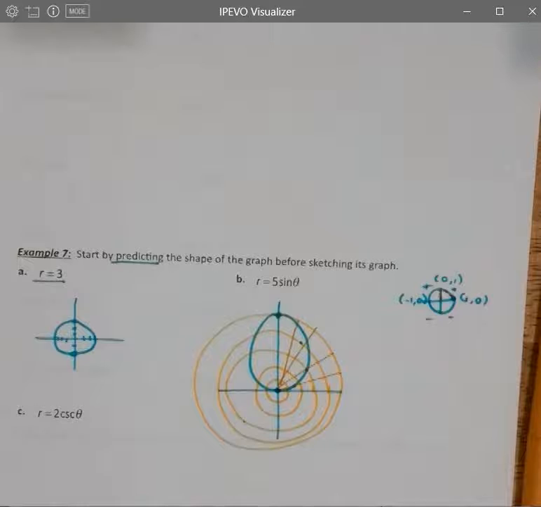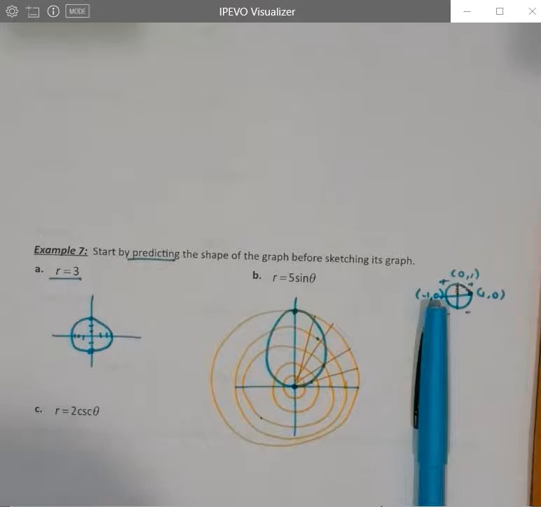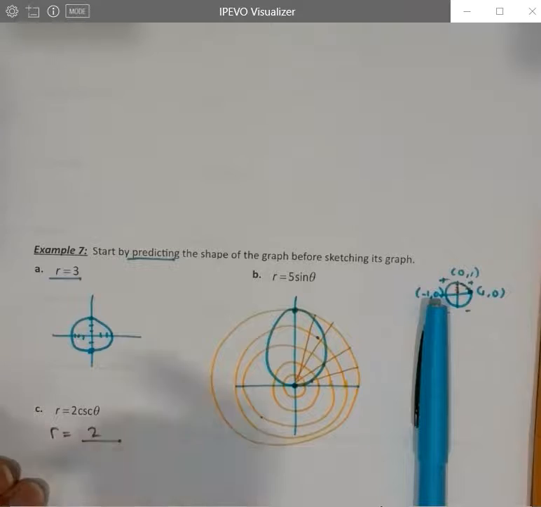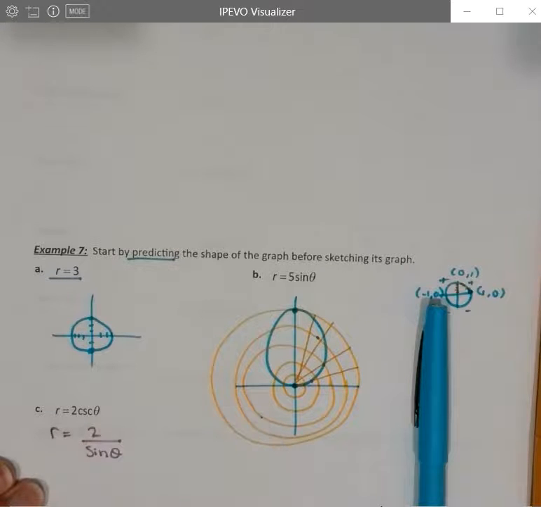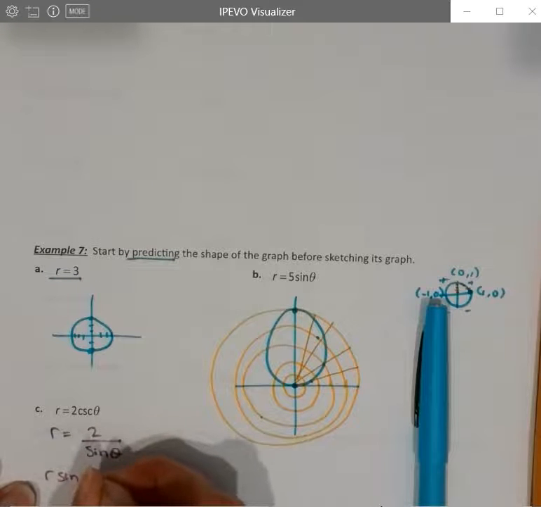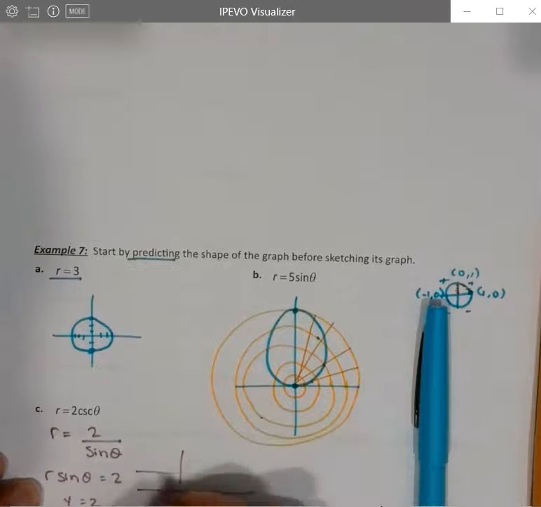All right, let's look at the last one. I don't think about cosecant as efficiently as I think about sine and cosine, so I would rewrite this one. The first thing I would do is r equals 2, reciprocal function, cosecant there, so 2 over sine of theta. Then, if I multiply that over to the other side, that's r sine theta equals 2. And I know that that's y equals 2. So I actually am converting it into polar to figure out what it looks like. That might be cheating. But y equals 2 is a horizontal line. That would be what this graph is going to look like.